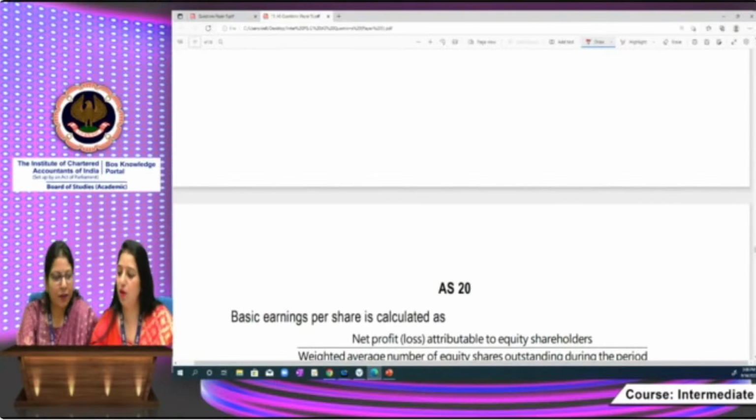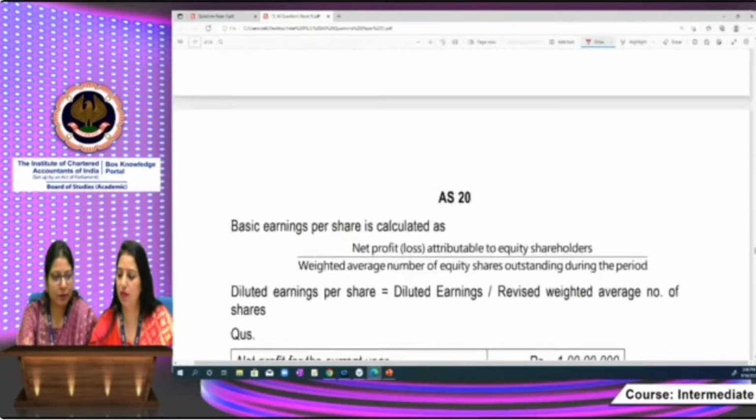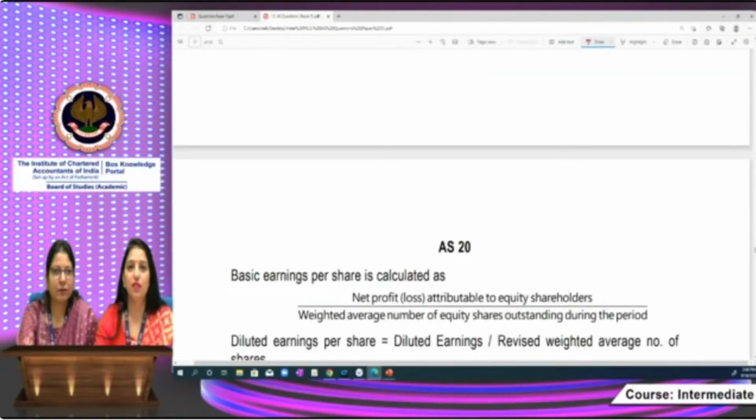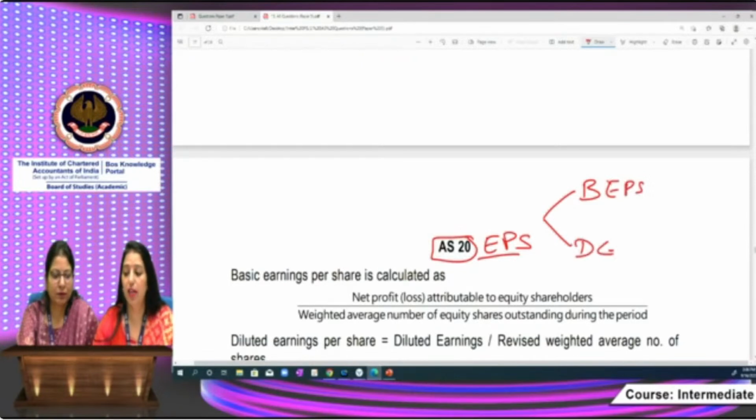So now moving to the next accounting standard, which is AS 20. It's a very easy topic and very interesting. This AS is related to the earning per share, EPS. You have to calculate as per this AS 20. It says the provisions relating to the basic earning per share and the diluted earning per share.